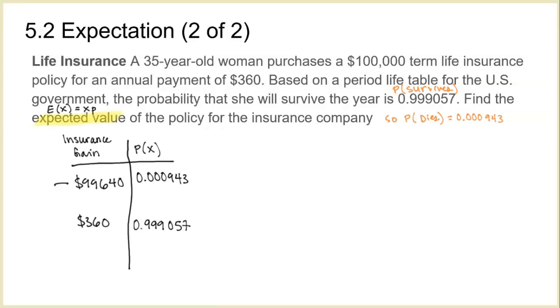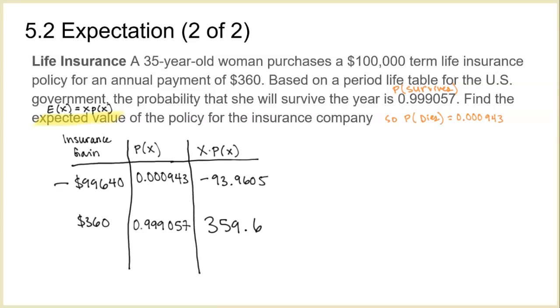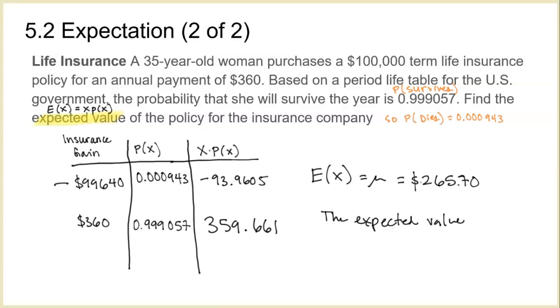So when we look at the expected value, well, the expected value is just the mean, which is the discrete random variable x times its probability. We multiply those values together, and then we add those two numbers together to get the expectation or the expected value. So in this case, the expected value for the insurance policy that the company will receive is $256.70. So that's the expected value of the insurance policy.